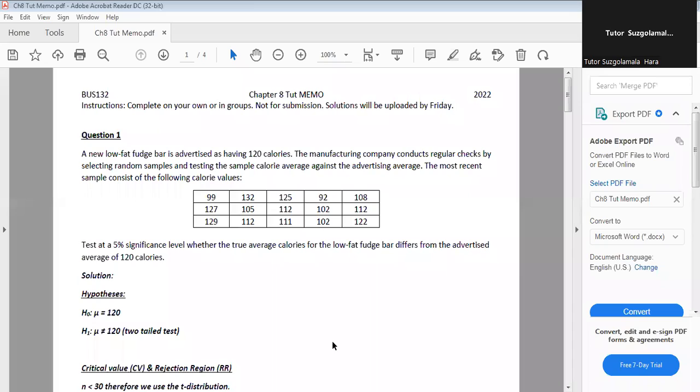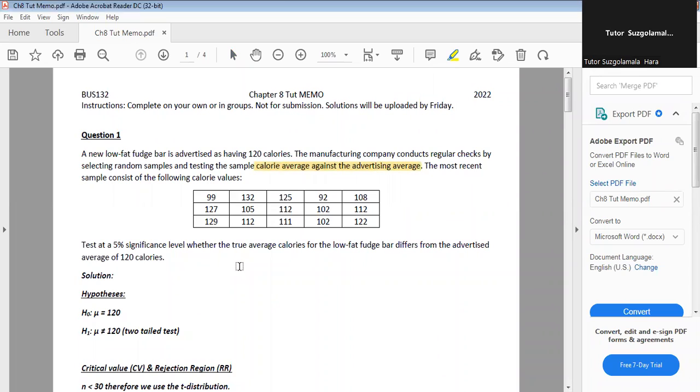Okay, so it's saying that you must check by selecting random samples and testing the sample calorie average against the advertising average. So there are two variables that you need to test. These are the things that you need to note when you are reading questions of hypothesis.